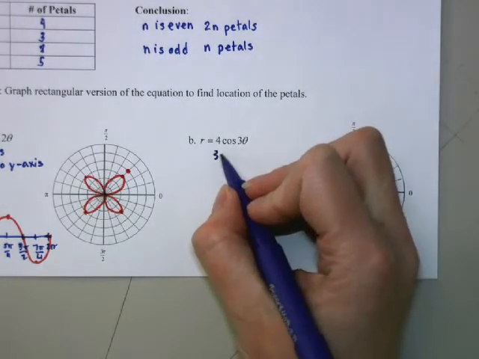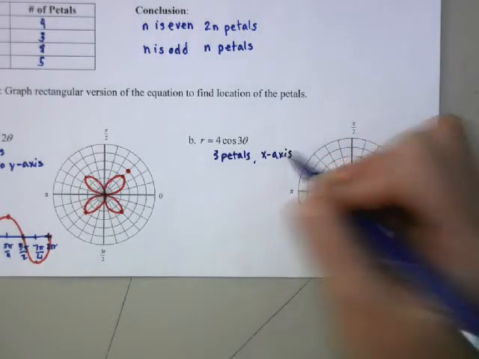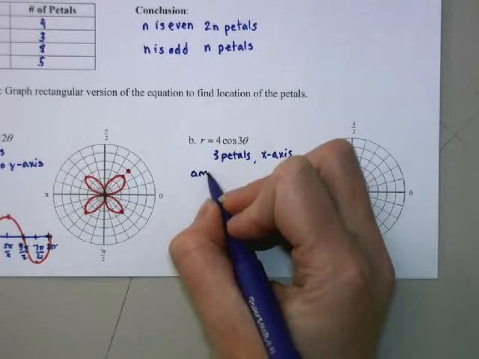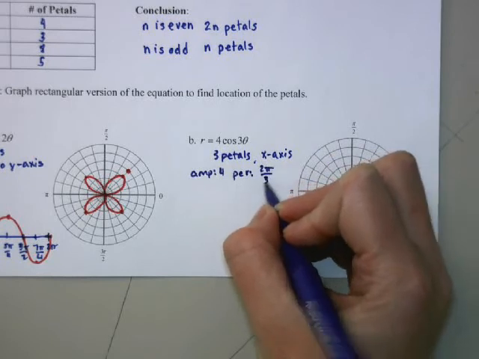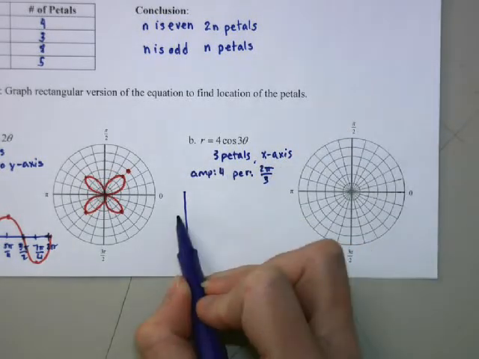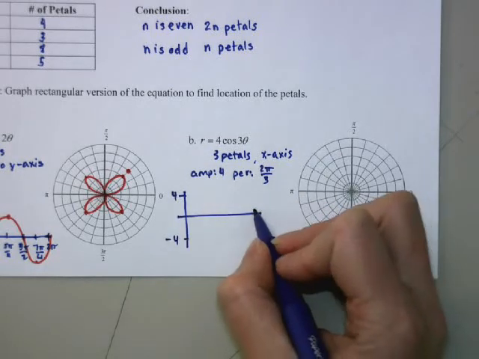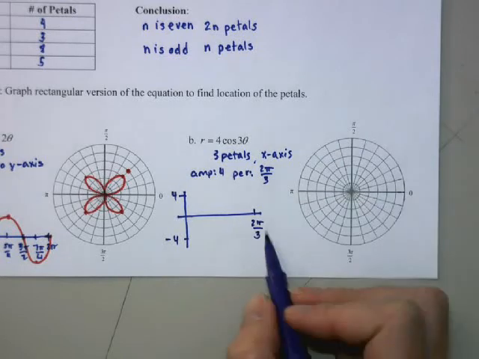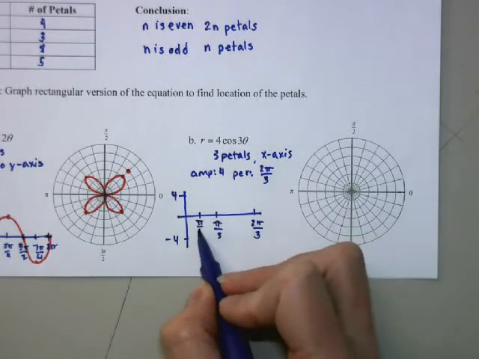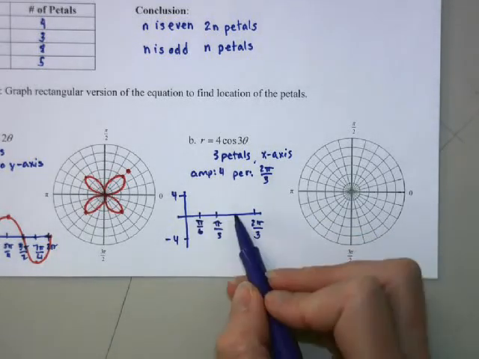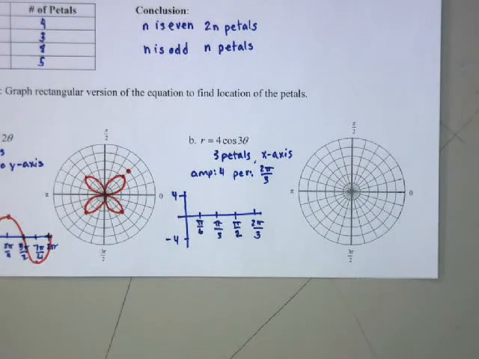So this one's going to have 3 petals. It's going to be symmetric to the x-axis. The amplitude is 4, and the period is 2 pi over 3. So 2 pi over 3 makes this pi over 3, makes this pi over 6, half of that. So 1 pi over 6, 2 pi over 6, 3 pi over 6. And if we need to extend our graph, we will.